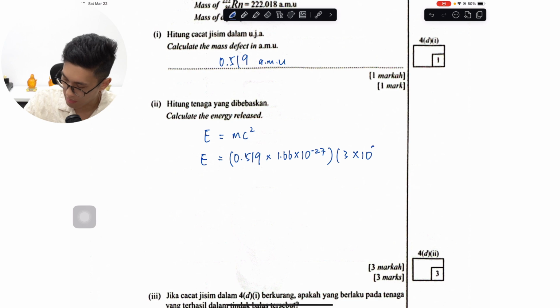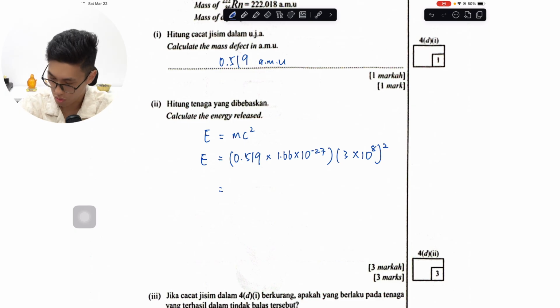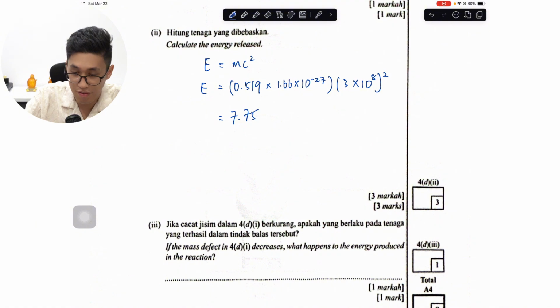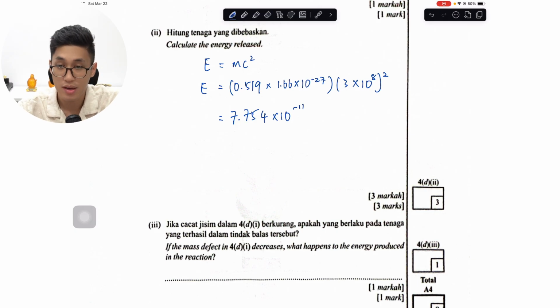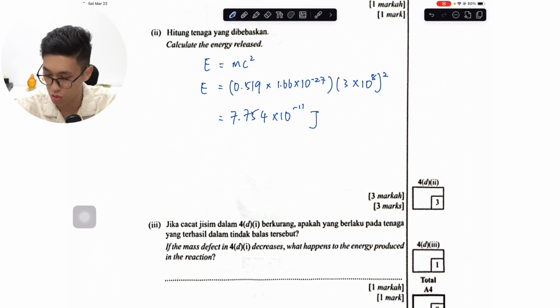Then C, 3 times 10 to the power of 8, squared, okay? So once you type that into the calculator, 0.519 times 1.66 times 10 power negative 27 times 3 times 10 power 8 squared. Okay, so you should get 7.754 times 10 power negative 11. Energy, of course, should be in joules as usual.